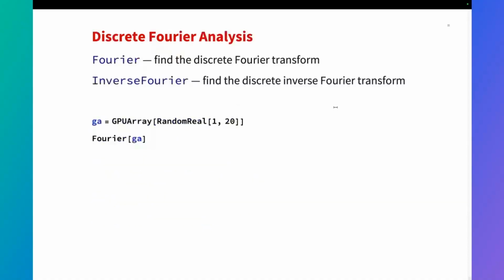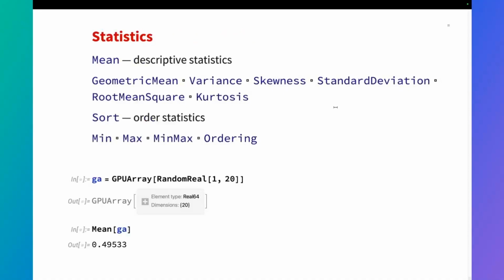The next area is Fourier analysis. Obviously for signal processing, Fourier and inverse Fourier will be supported, as well as all the different variations we have in the system: Fourier cosine, discrete cosine, and sine, discrete sine, and such. Also, what we hope is to have most of the descriptive statistics available.